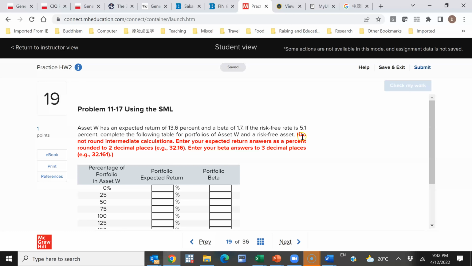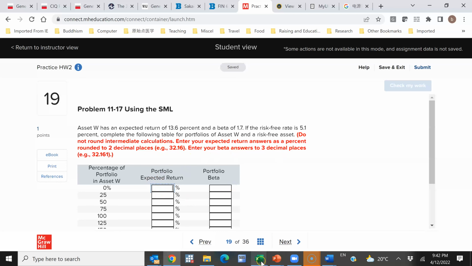Look at the rounding requirement. Do not round intermediate calculations. Enter your expected return answers as a percent rounded to 2 decimal places. Enter your beta answers to 3 decimal places.